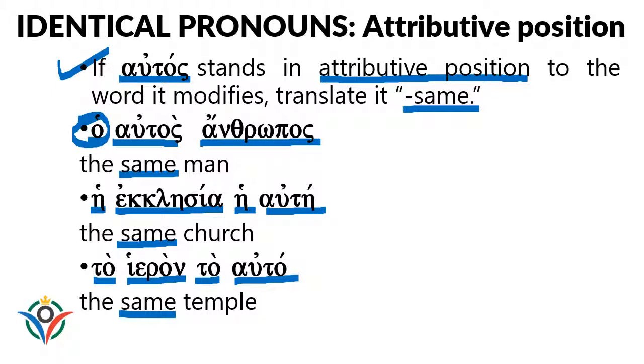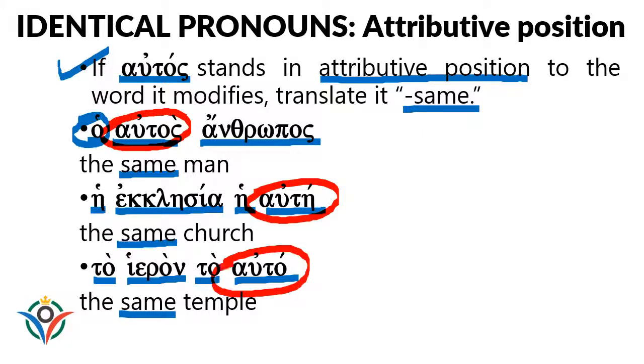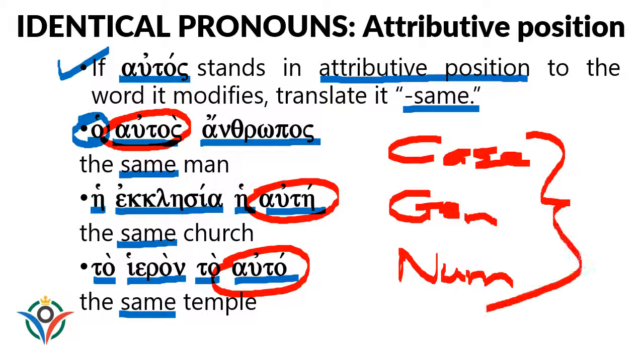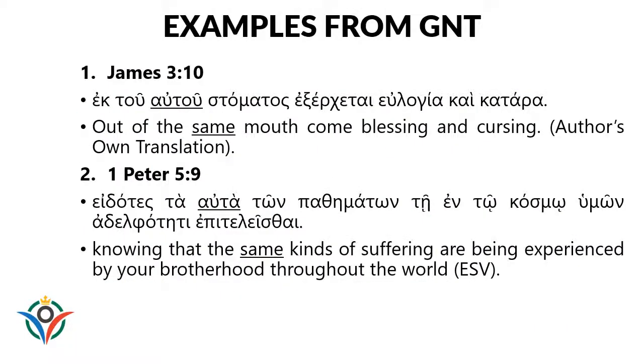Notice that in all these examples, autos, autē, and auto, the pronoun agrees with the noun that it's modifying in case, gender, and number. All right, so that is a clear sign that it's functioning attributively and modifying the noun that it is partnering up with. Let us now look at two examples of the identical pronoun use from the Greek New Testament.